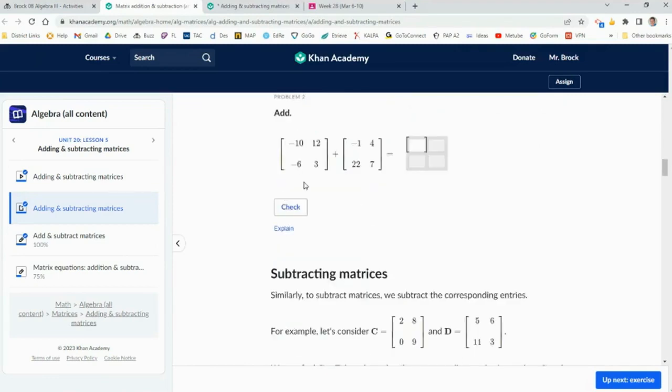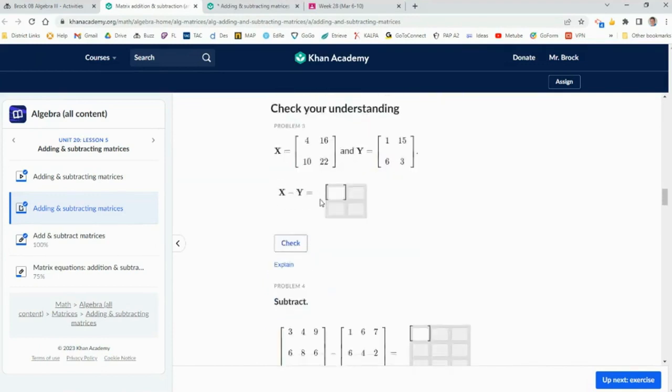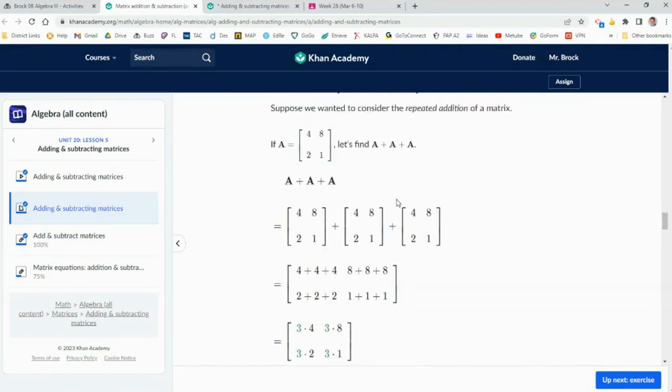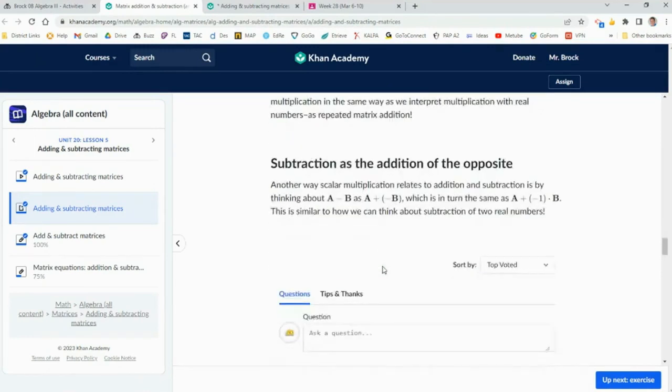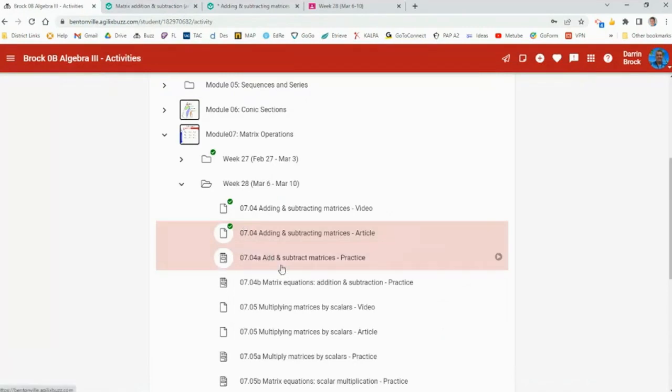So it does have some check your understanding practice problems, adding and subtracting, and scalar multiplication as repeated addition. If you had A and you said A plus A plus A, that's the same as 3A. We could just do it as a scalar multiplication, 3 times what A was. Then it gets to all the comments on there. So good stuff there. Then of course your practice assignment, the add and subtract matrices assignment.